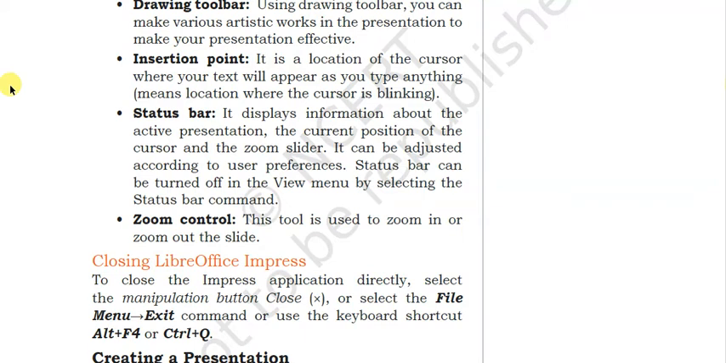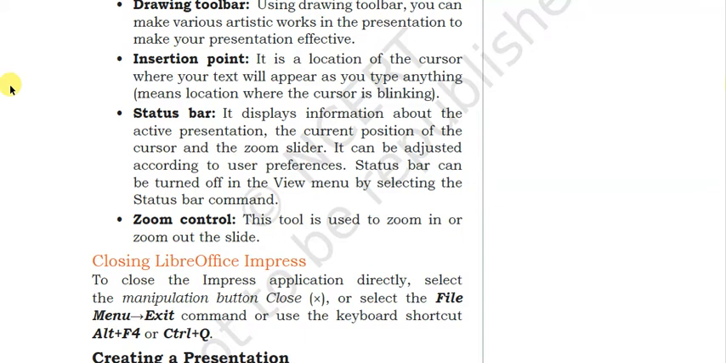Then how to close a LibreOffice Impress? To close the Impress application, go to cross button, or you can have the menu, file and then exit, or the shortcut key is Alt F4, or you can use Control plus Q. So you must remember these shortcut keys, Control plus Q for quit.